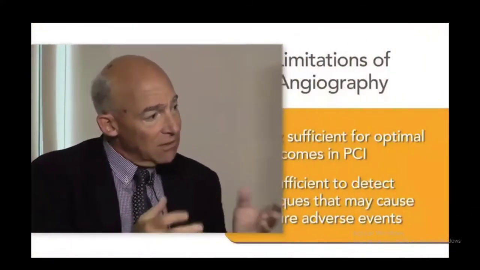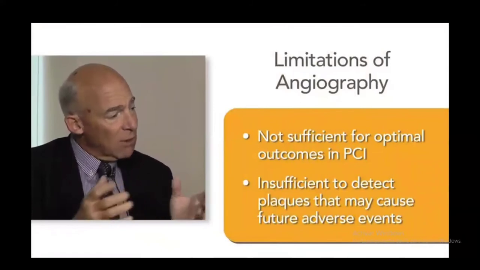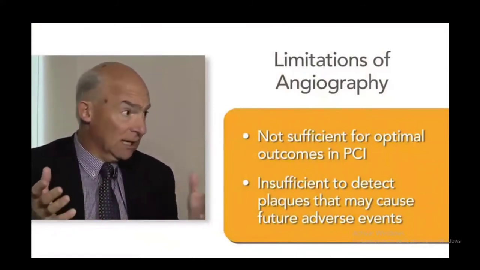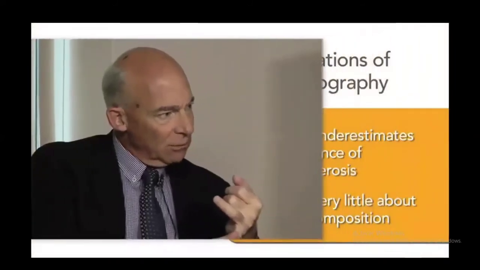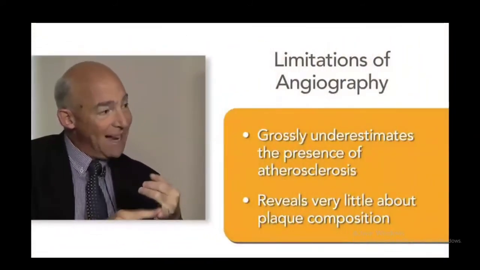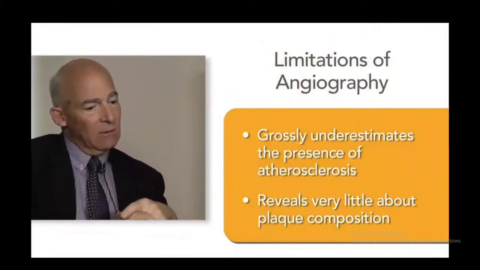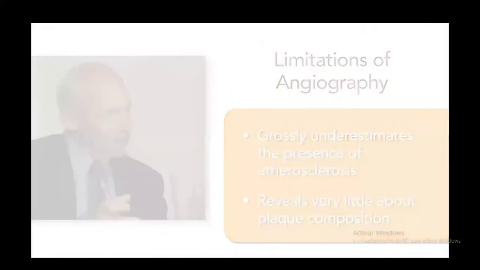And so we need to move beyond angiography alone, because angiography alone is not enough to achieve optimal outcomes for percutaneous coronary interventions, and angiography alone is not sufficient to detect those plaques that are going to be problematic in the future and cause these potentially calamitous events of heart attack and sudden death. Well, let's go back to the fundamental question about whether angiography is sufficient. What angiography misses is that it grossly underestimates the presence of atherosclerosis, it grossly underestimates the magnitude or extent of atherosclerosis, and tells you very little about the composition of the plaque.